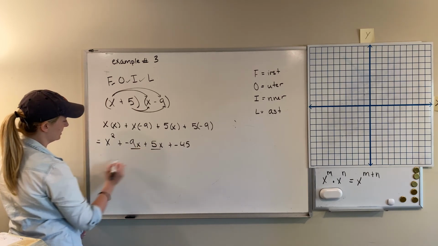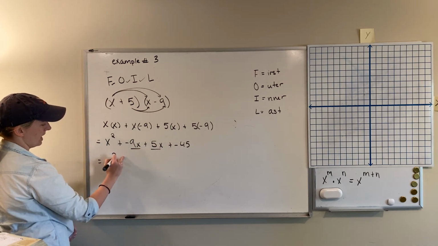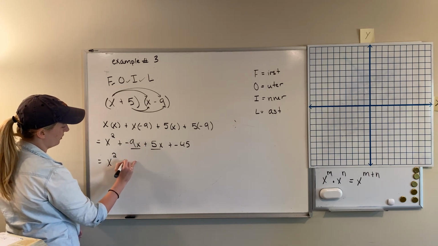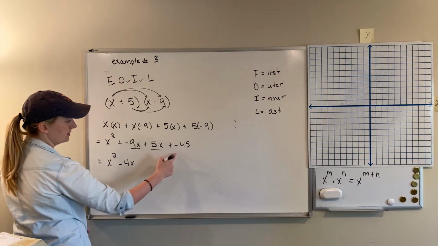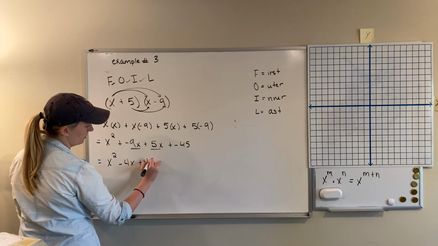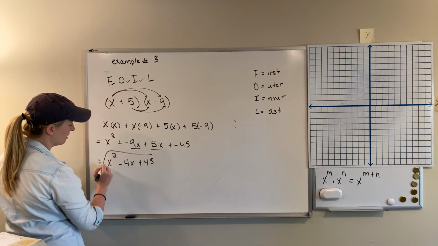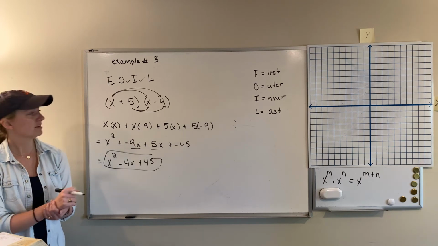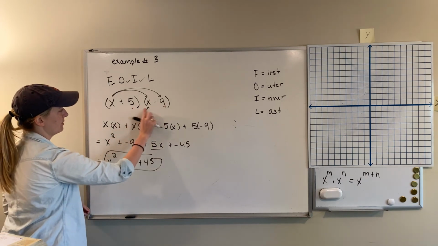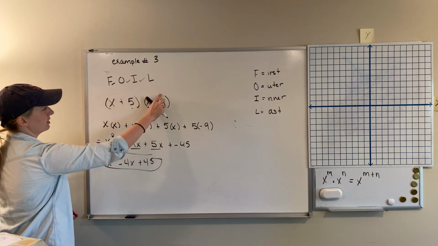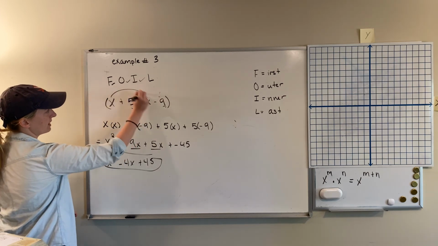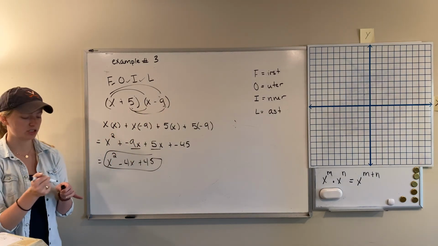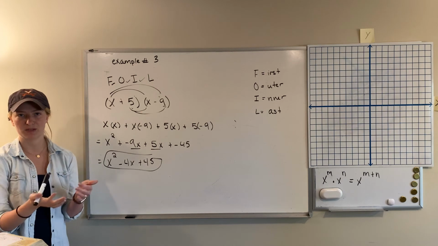Add your like terms. X squared plus negative 9 plus 5 is going to be negative 4x, then just minus 45. There are no other like terms to add there. So we've simplified our expression using FOIL. First, outer, inner, last. Or alternatively, you can just think about it as doing your distributive property twice. First for your x, and then repeat it again for your 5. Both are the same, and you can choose between the box method and FOIL. Both will produce the same answers.